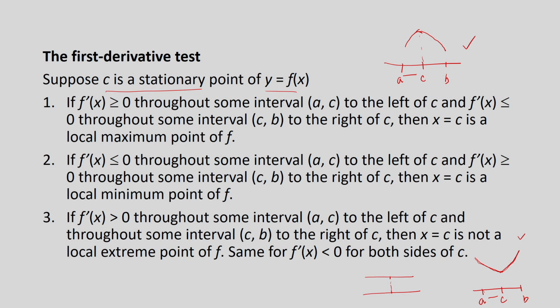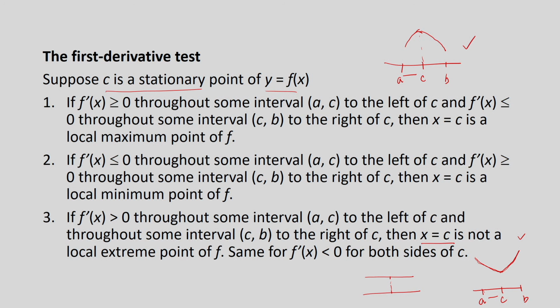Third case, if f dash of x is greater than 0 throughout some interval a to c to the left of c, and throughout some interval c to b to the right of c, then x is equal to c is not a local extreme point of f. Same for f dash of x less than 0 for both sides of c.